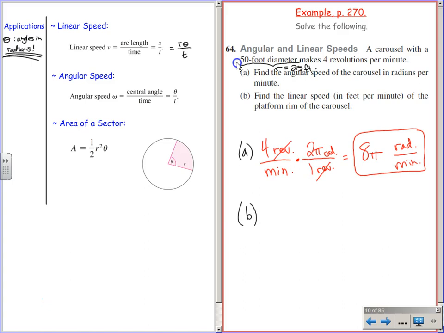Well, you know what we can do? We can take our 8 pi per minute. What kind of measure do we want? Oh, feet. Anything that we can do to relate radians to feet? Ooh. I have to think about this one just a little bit. But maybe we need to build a bridge that has something to do with arc length. I'll let you guys play with that one.